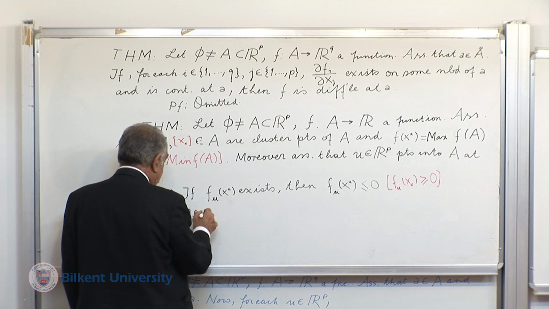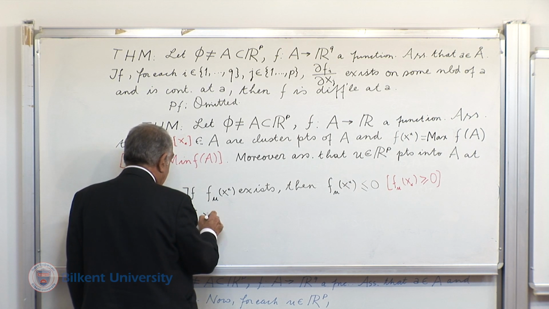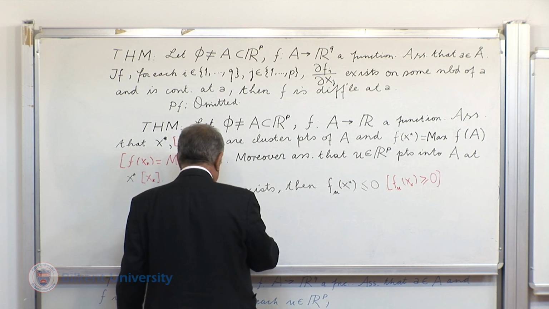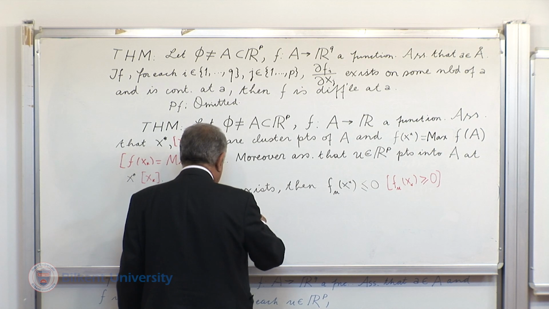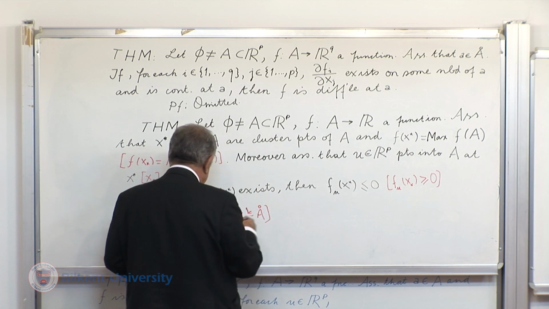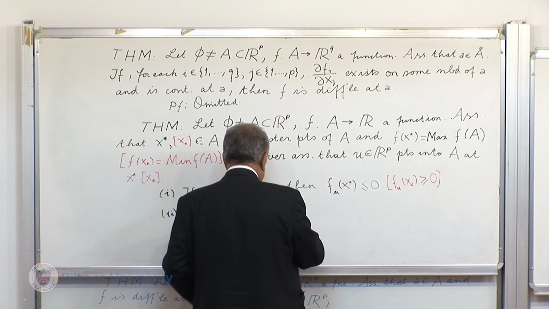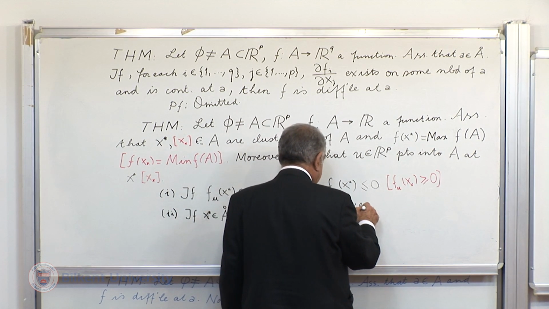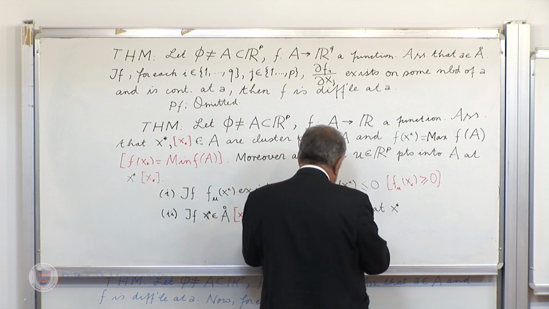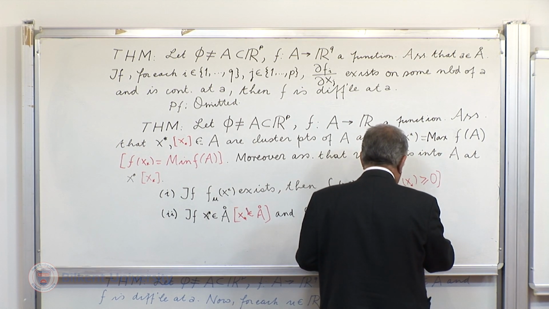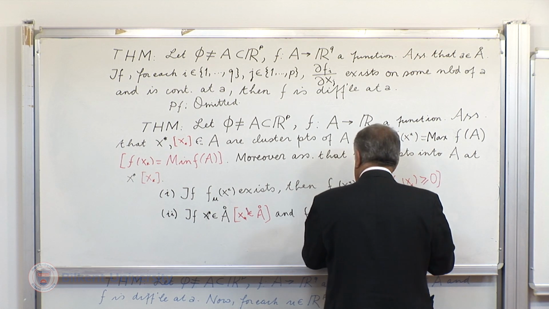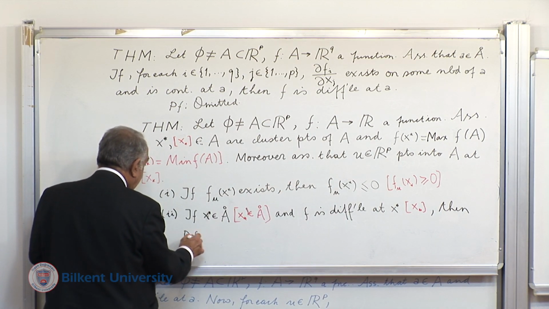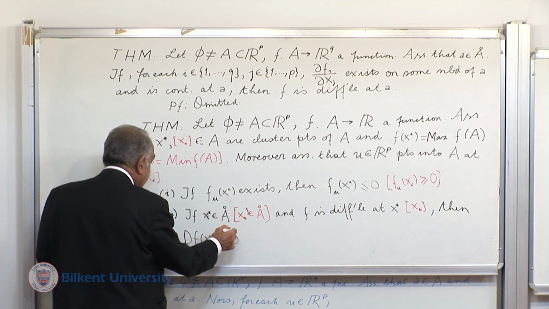Now, if x star is in A interior, x lower star is in A interior, and f is differentiable at x upper star, respectively at x lower star, then df at x star will be 0.